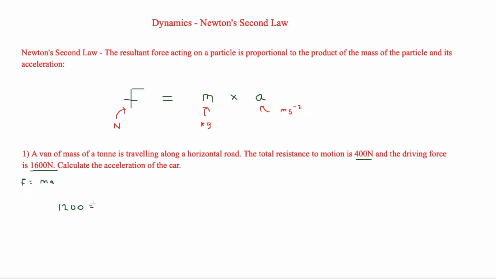Now this is equal to ma. We have the mass because it says mass of a ton. We have to use kilograms, and a ton is just 1,000 kilograms, so it's going to be 1,000a. Now we have to find the acceleration. 1,200 divided by 1,000 is going to be 1.2 meters per second squared.